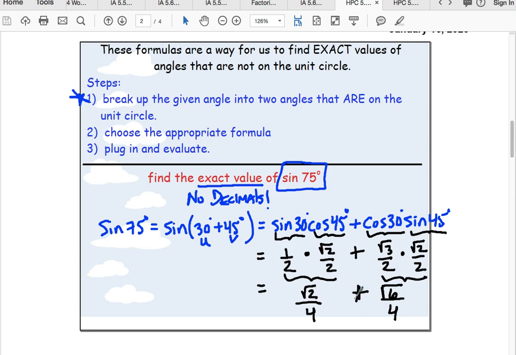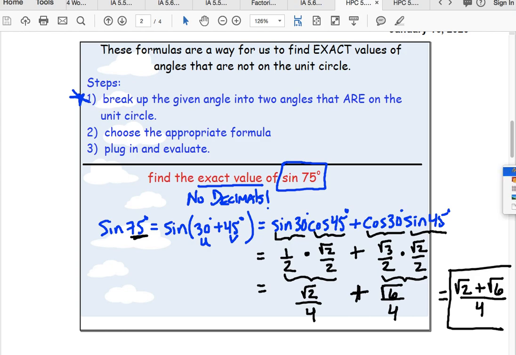So multiplying, you are allowed to combine those square roots. But now that we're adding, we can only add like terms. And these are not like terms. So I have to just kind of keep them separated. Square root of 2 plus square root of 6 all over my common denominator of 4. And that's as good as it's going to get. So we took an angle that is not on the unit circle. We found two angles that are, used our unit circle, got our exact value.